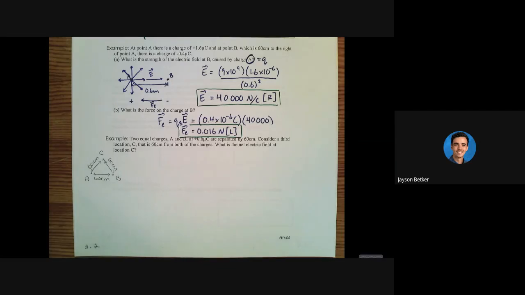So, two equal charges, A and B, both of positive 0.6 microcoulombs, are separated by 60 centimeters. Consider a third location, C, that is 60 centimeters from both of the charges as well. What is the net electric field at that location, C?